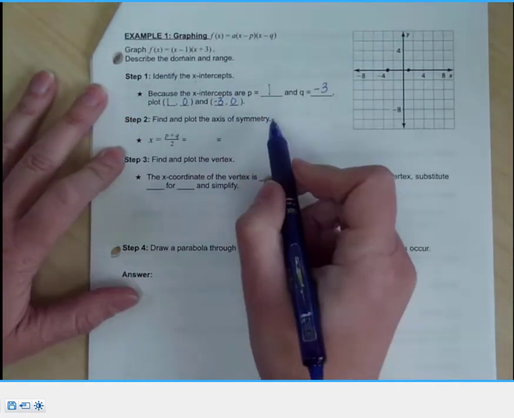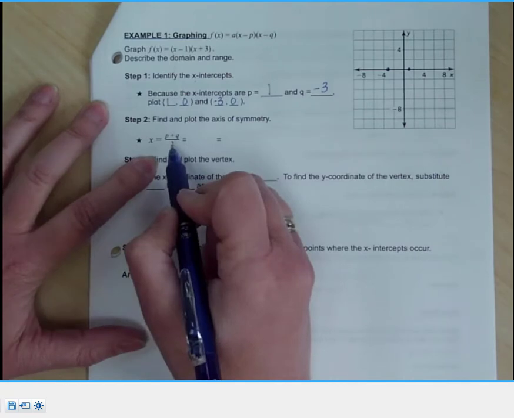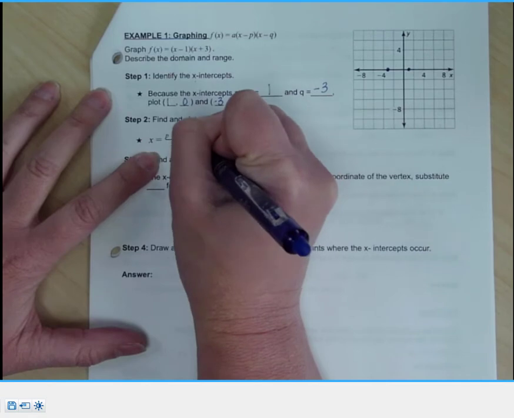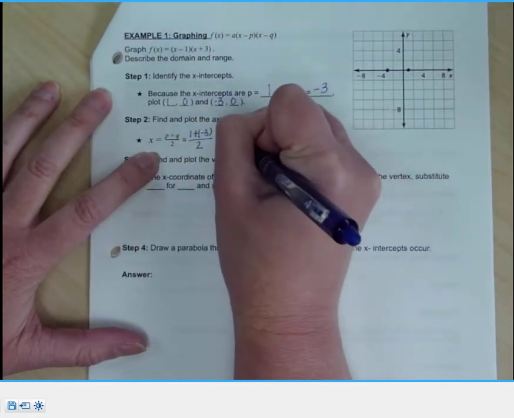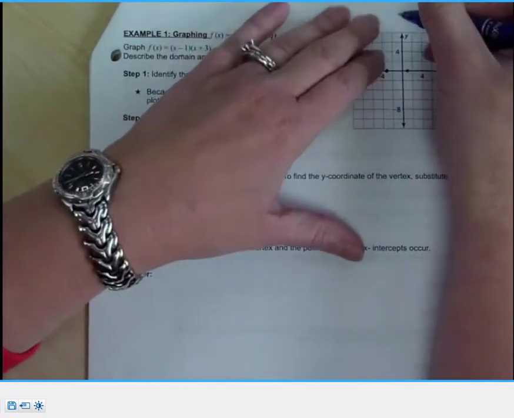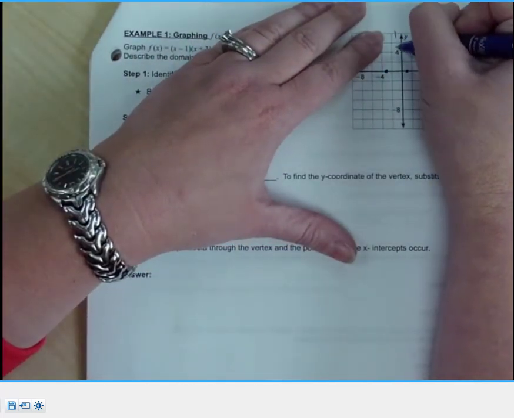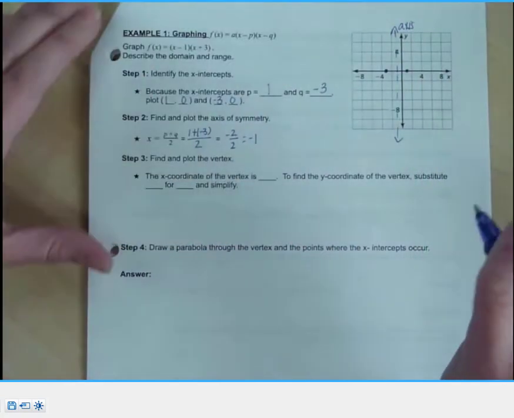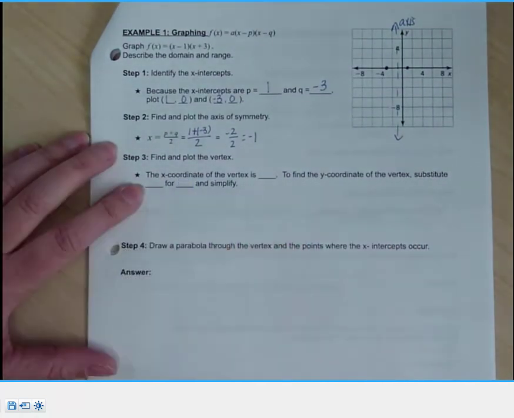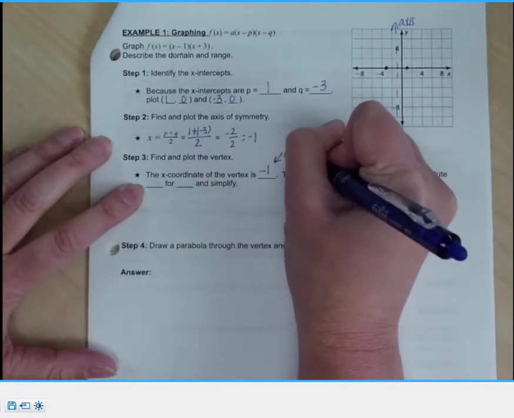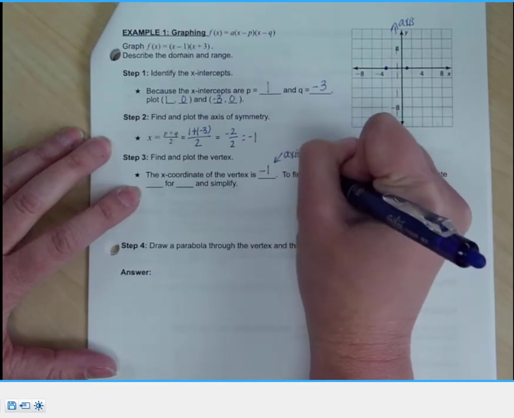Now I need to find the axis of symmetry. So I'm going to add 1 plus negative 3 divided by 2. So I have negative 2 divided by 2, which gives me a negative 1. So that means right here is my axis of symmetry. Now I need to plot the vertex. The x-coordinate of the vertex is negative 1 because that is the axis of symmetry.